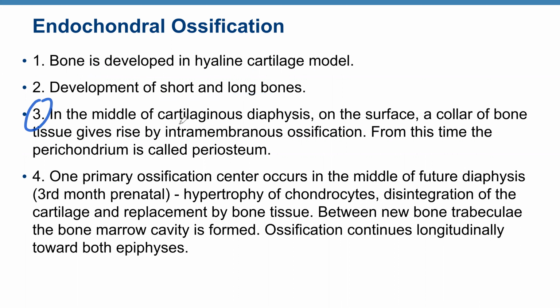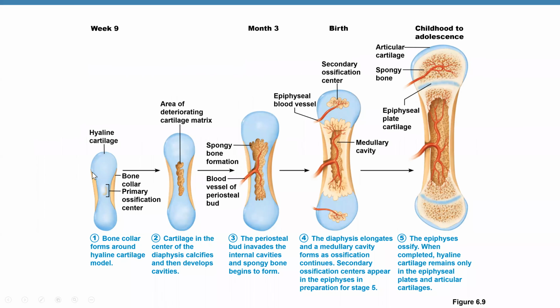So in the middle of the cartilaginous diaphysis, remember, here we have our bone, and in the middle we have the diaphysis. On the surface, a collar of bone tissue gives rise by intramembranous ossification. From this time, the perichondrium is called periosteum. So remember, I will go back over here, that we said that we're gonna start formation of the bony collar. Now, how do we call this bony collar? This is called intramembranous ossification.